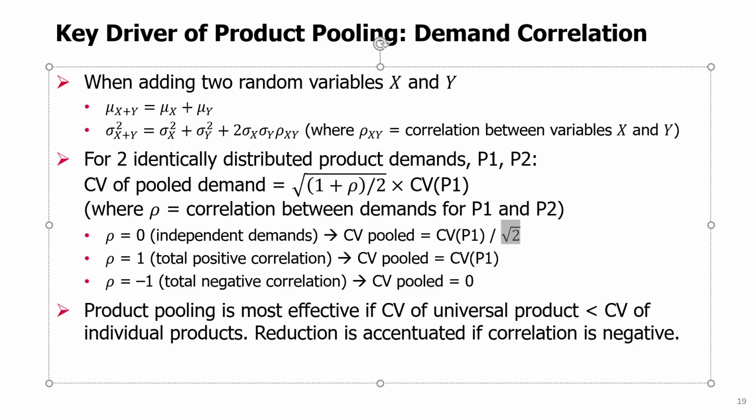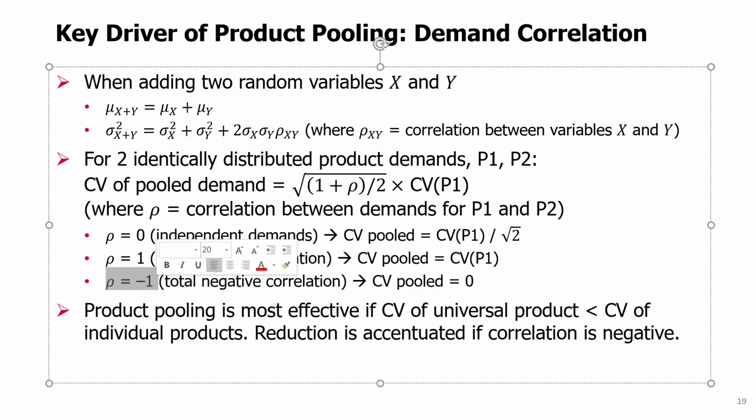If you have positively correlated products, rho is 1, plug in 1 here, and you have 1 plus 1, that's 2, divided by 2, that's 1, and square root of 1 will be 1, and so coefficient of variation of pooled demand will be the same as coefficient of variation of individual demands. And so in this example, you actually don't get any benefit, because if there is no decrease in variability, the inventory that we need is exactly the same to satisfy demand of universal design.